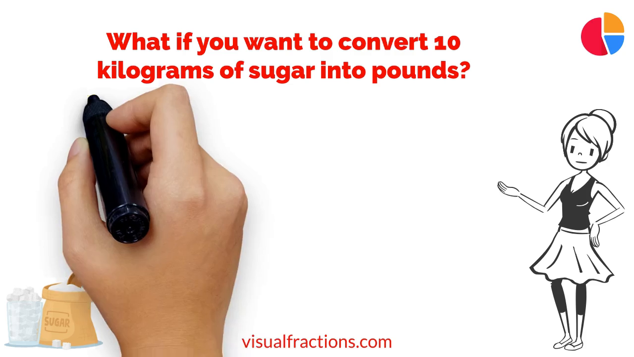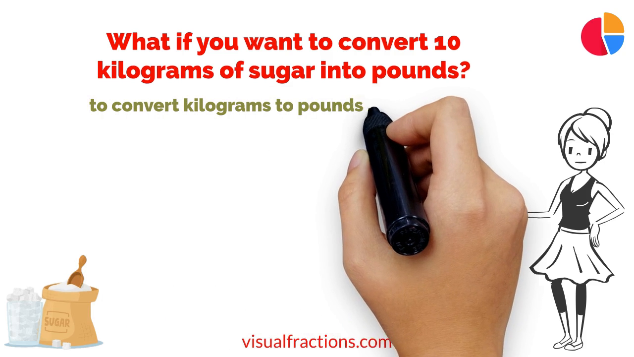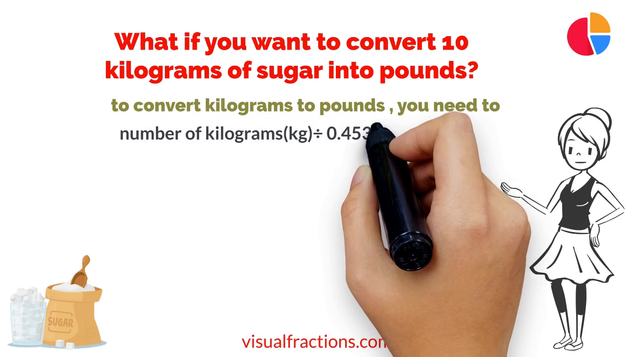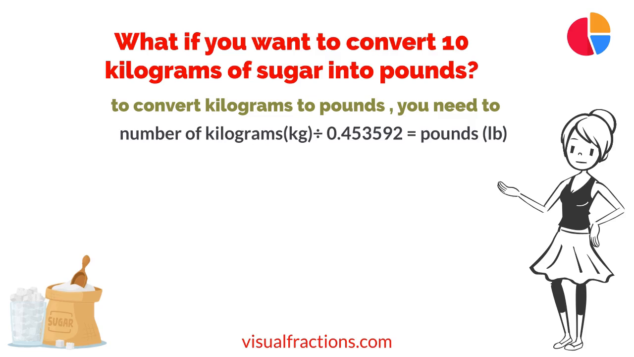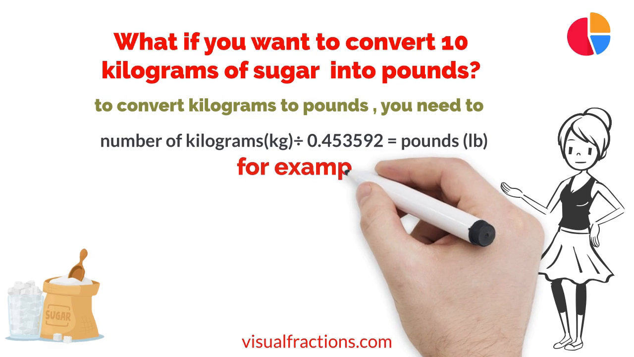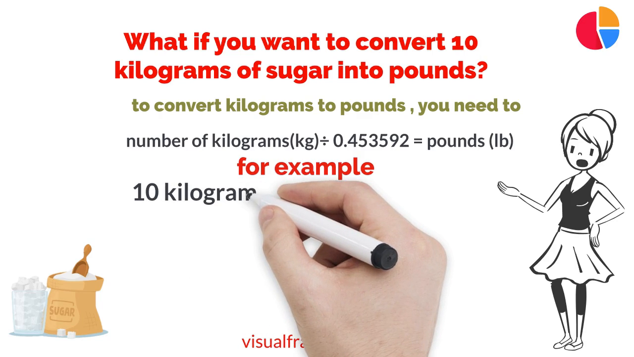But what if you want to convert 10 kilograms of sugar into pounds? No worries. To convert kilograms to pounds, divide the number of kilograms by the conversion factor of 0.453592.